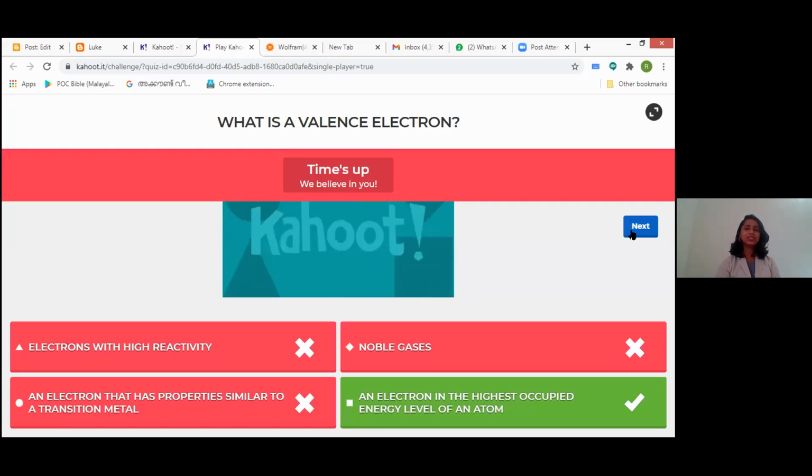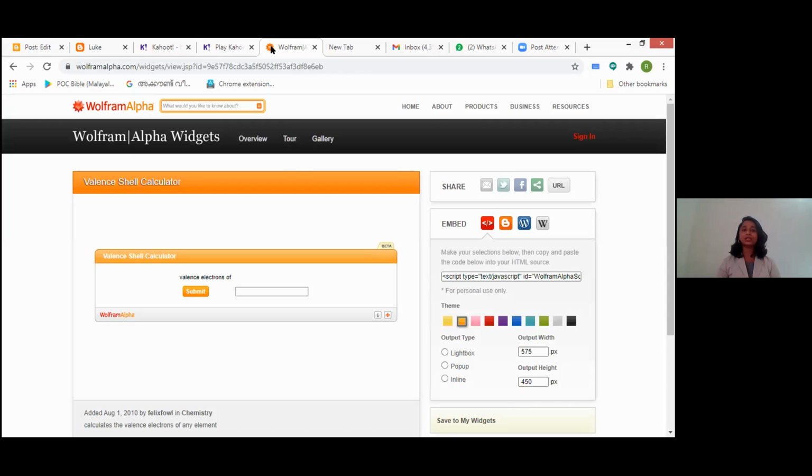And there is another thing for us. I am showing another way we can find out the valence electrons. First of all, this is an application called Wolfram Alpha. It's an online platform. You just type on Google, valence shell calculator. We can find what the valence electrons are for that atom.